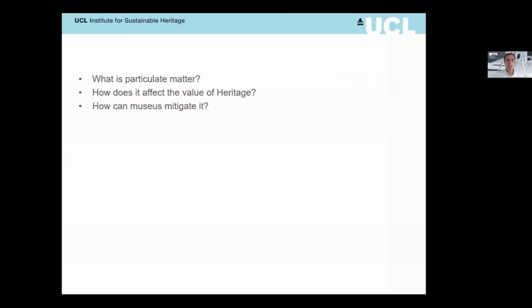So that said, after this preface, I'll give you the structure of this presentation. I will start with a definition of what particulate matter is, then some thoughts on how it affects the value of heritage, and then how museums can mitigate it. I will present some monitoring techniques and also the CFD models that I developed in my PhD, and additionally, some ideas on how citizen science can help.